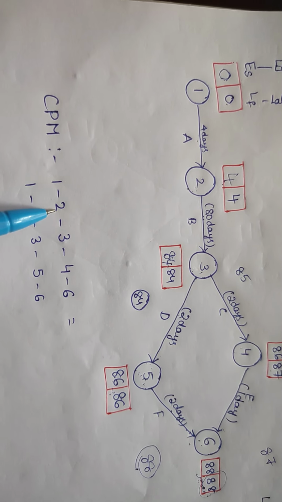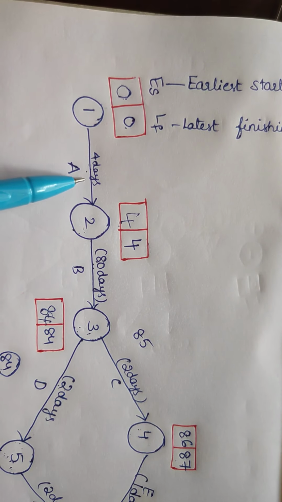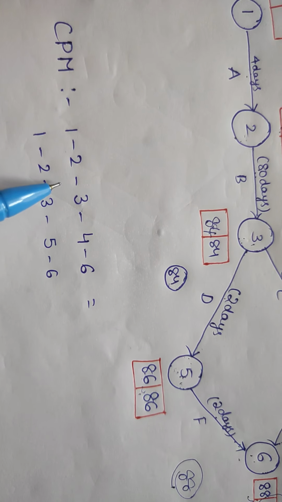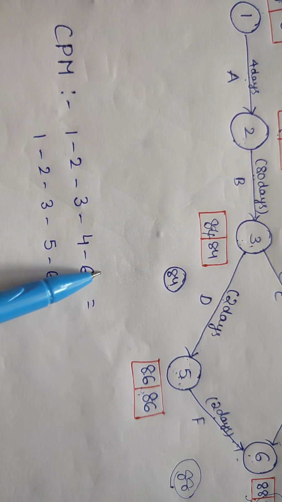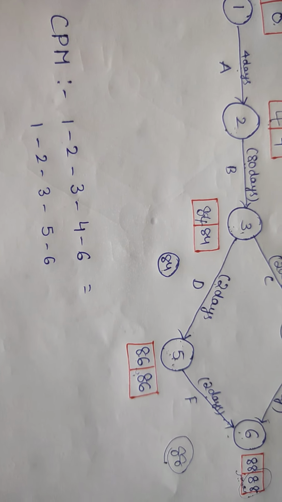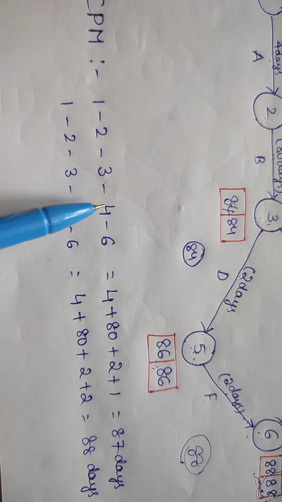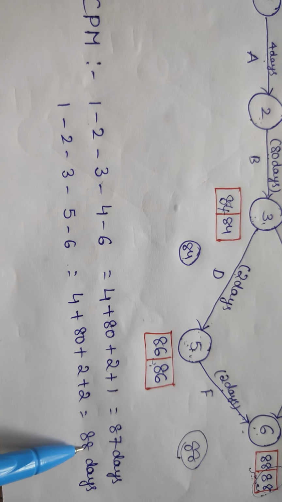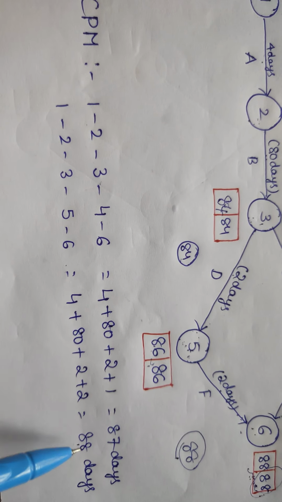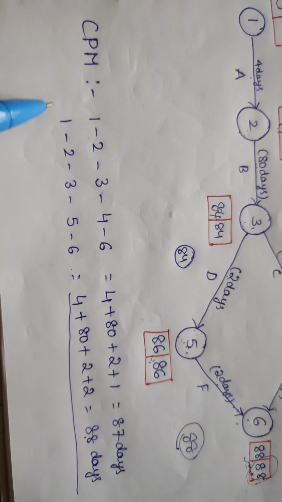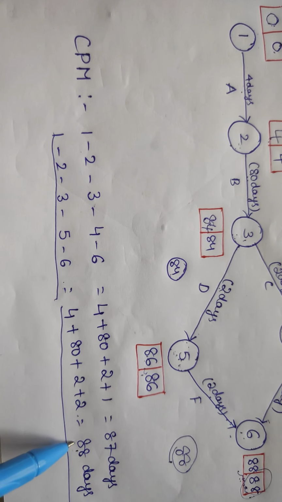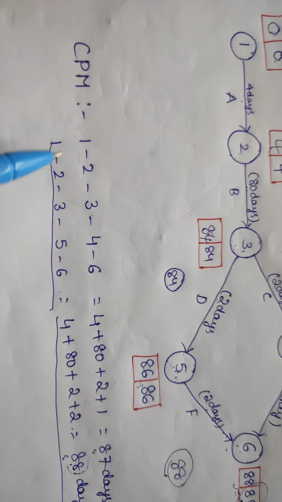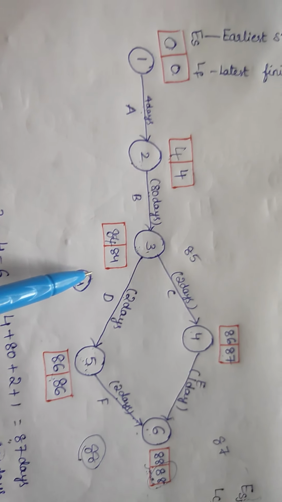From 1 to 2 it takes 4 days of time period. From 2 to 3 it takes 80 days of time period. Likewise, we have to calculate the total time duration for each path. So for the first path it takes 87 days and for the second path it takes 88 days. So we have to represent the critical path for the second path. Why? Because it takes a maximum number of days compared with the first way. So we have to represent this CPM in the network diagram with a double dotted line.